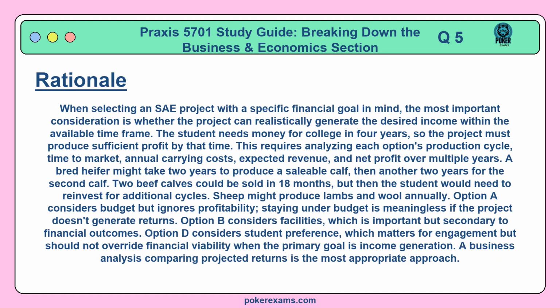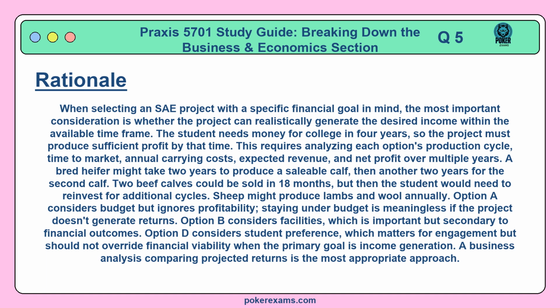When selecting an SAE project with a specific financial goal in mind, the most important consideration is whether the project can realistically generate the desired income within the available time frame. The student needs money for college in 4 years, so the project must produce sufficient profit by that time. This requires analyzing each option's production cycle, time to market, annual carrying costs, expected revenue, and net profit over multiple years. A bred heifer might take 2 years to produce a saleable calf, then another 2 years for the second calf. 2 beef calves could be sold in 18 months, but then the student would need to reinvest for additional cycles. Sheep might produce lambs and wool annually.